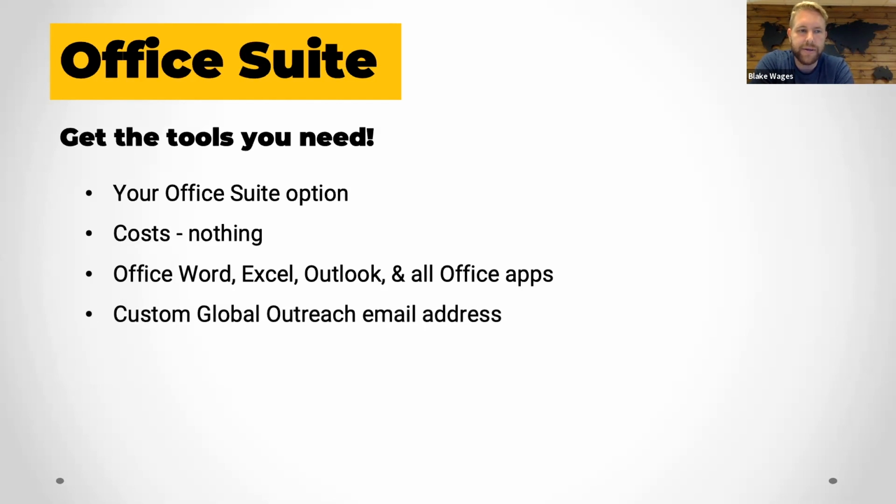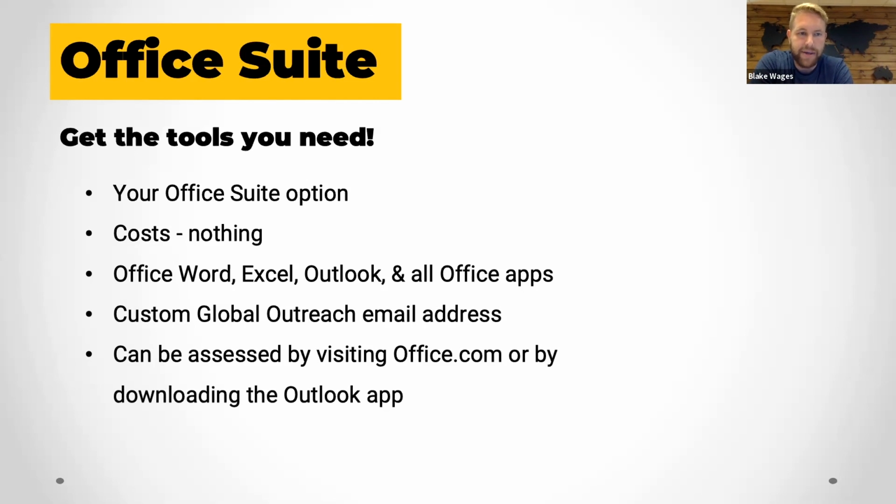You get a custom Global Outreach email address, and it can be accessed by visiting office.com, or once you have your account made, you can download the Outlook app just to have all your emails on your phone, laptop, or anything else like that.